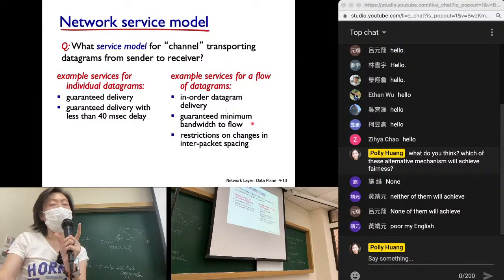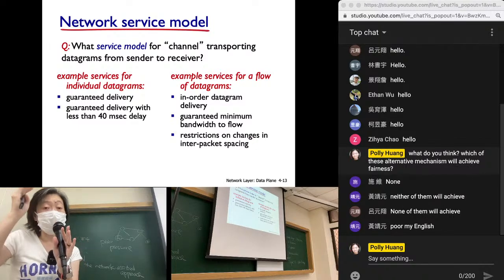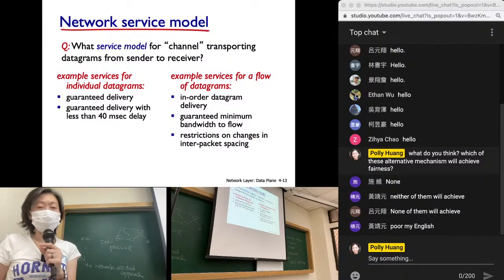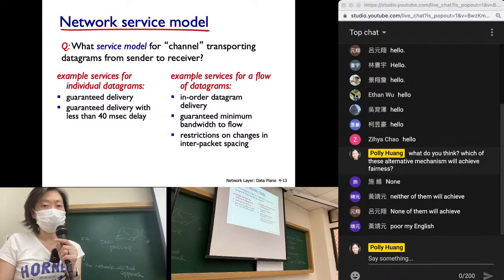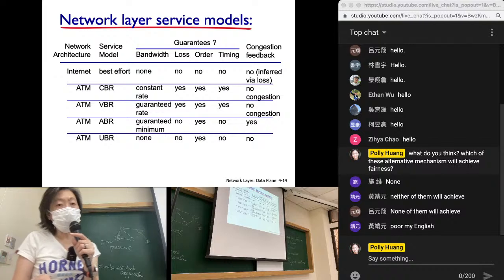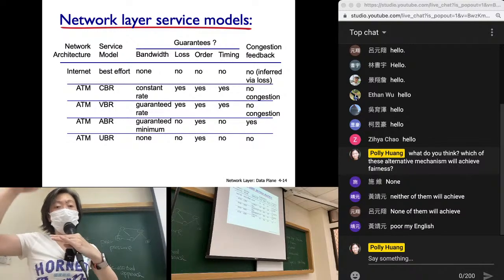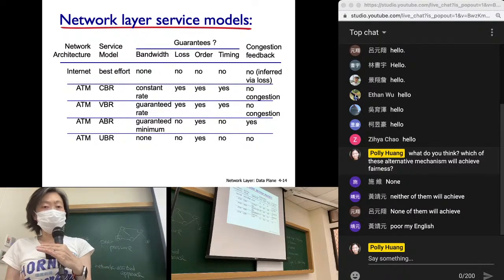Or this train of packets will be guaranteed a specific amount of bandwidth. Or the delay between these packets in the train will be kept constant. For multimedia content, that is actually a really nice property to have. And that's why you see here a table giving you some examples.